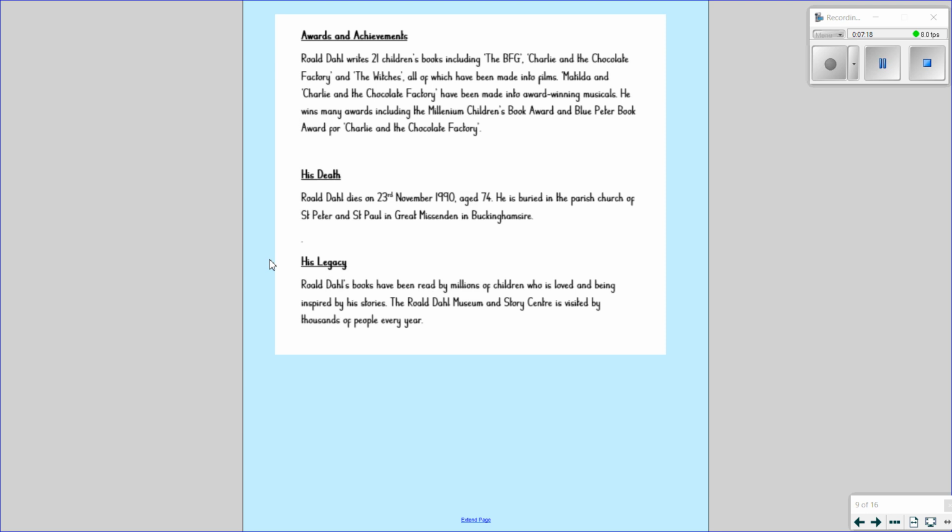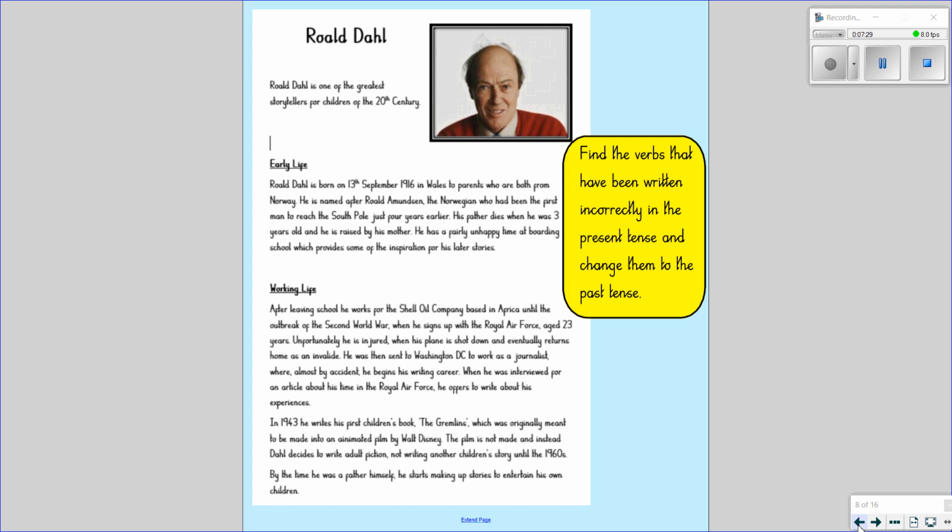Gosh, that was quite hard to read in the wrong tense. I think it sounded very peculiar. So would you like to go now and have a look and change any verbs that are in the wrong tense into the past tense? Pause and have a go at that for me, please.